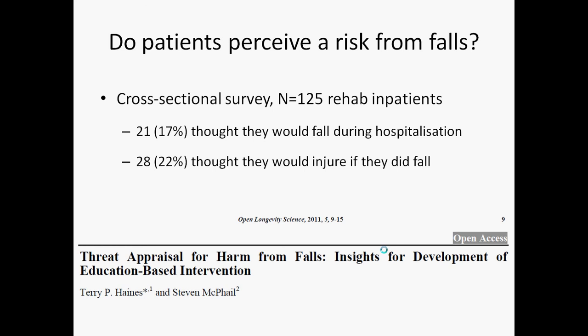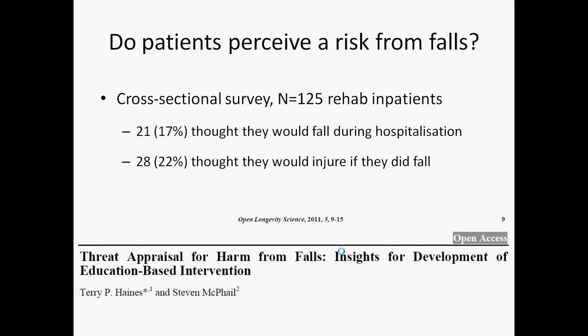Do patients perceive a risk from falls? We conducted a study of 125 rehabilitation inpatients and found that 17% thought they would fall during hospitalization and 22% thought they would injure themselves if they were to fall. If you want further details of this research, you can find it in the journal Open Longevity Science.